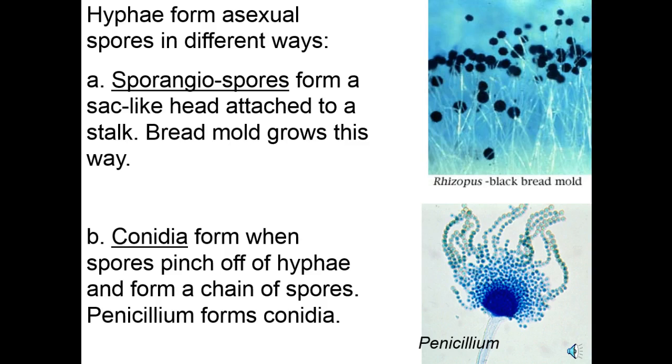Conidia form when spores pinch off from the hyphae. And so it's kind of weird. It's like if your fingertips budded off and then floated away, and then that little fingertip grew into another one of you. That's what a conidia would be. And penicillium forms these conidia. Right here, these conidia.